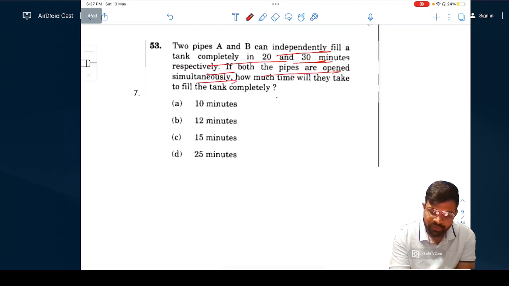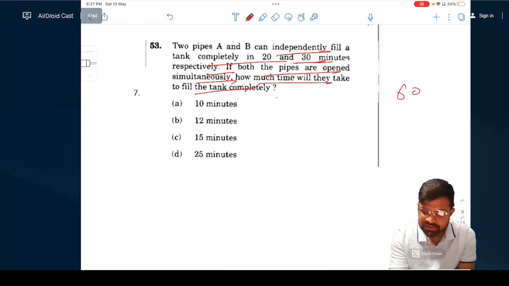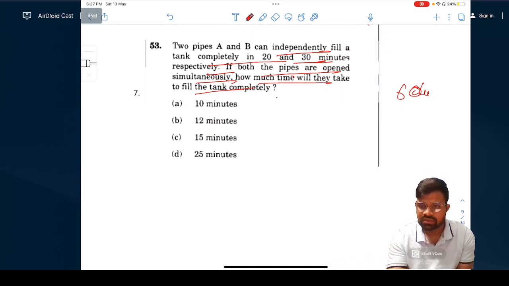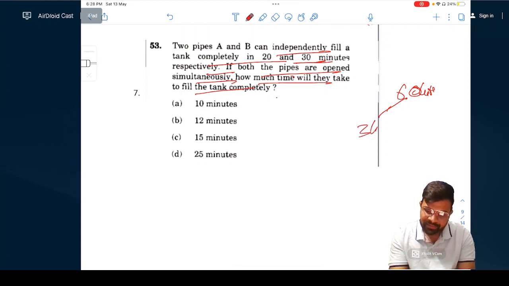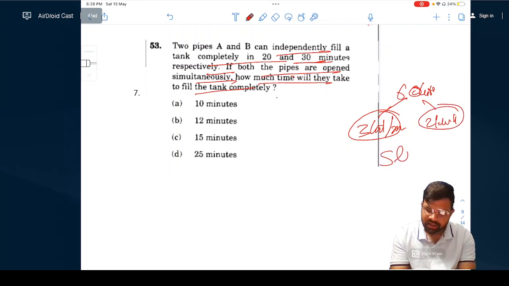Again, 2 pipes A and B can fill a tank independently in 20 minutes and 30 minutes. If both pipes are open simultaneously, how much time will they take to fill the tank? Suppose the tank is of LCM, 60 liters. So one pipe is 3 liters per minute, second pipe is 2 liters per minute. So they are filling 5 liters per minute. So 60 by 5, 12 minutes they will take.